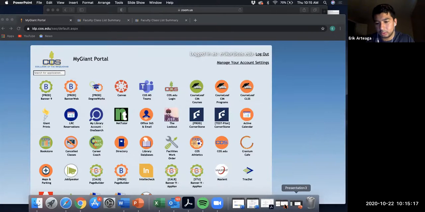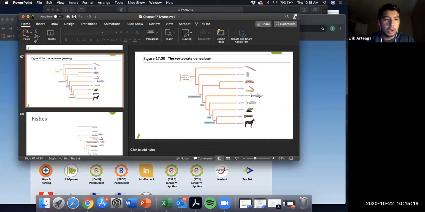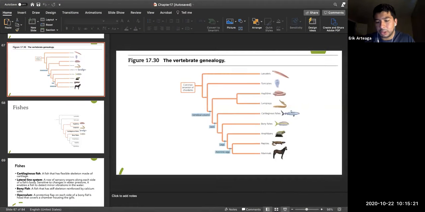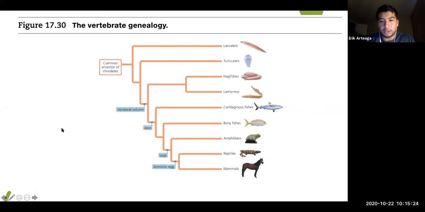Oops, wrong one. All right. Just wanted to make sure I did that justice because I know those are interesting looking organisms.